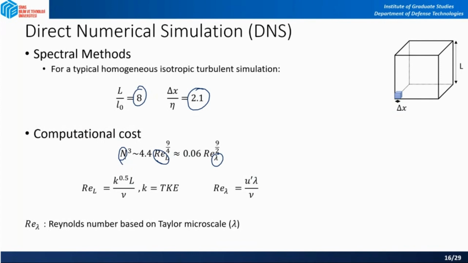As I said, the Reynolds number based on L is a kind of global Reynolds number. Reynolds number based on lambda is based on the Taylor microscale. The Taylor microscale is a scale that is very commonly used among the turbulence community.